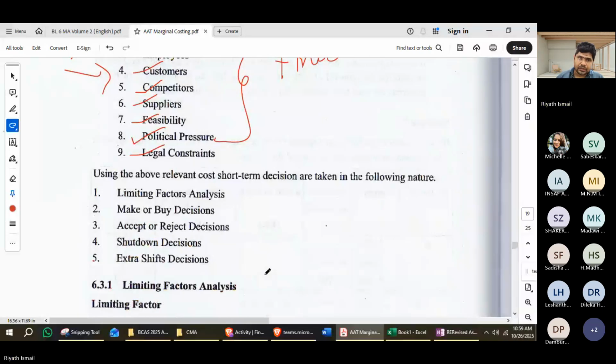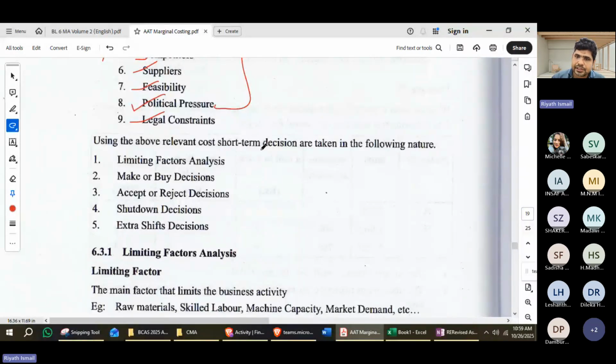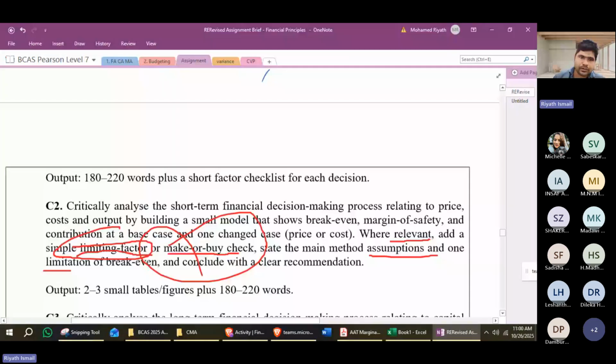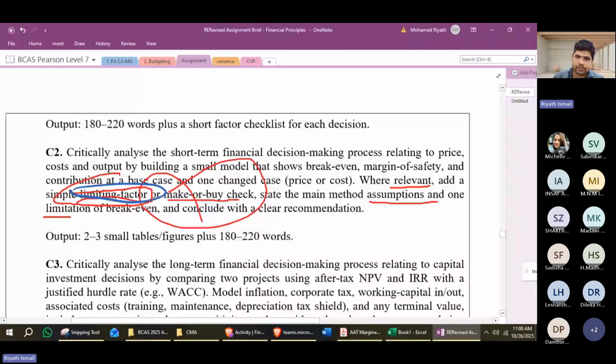Right. Now we come to using the above relevant costs for short-term decisions. Short-term decisions are of the following nature: limiting factor, make or buy decision, accept or reject, shutdown, extra shift. We are not discussing all these things. You can read them yourself, I will share this material, but in your assessment they are focusing on the limiting factor and make or buy decision.